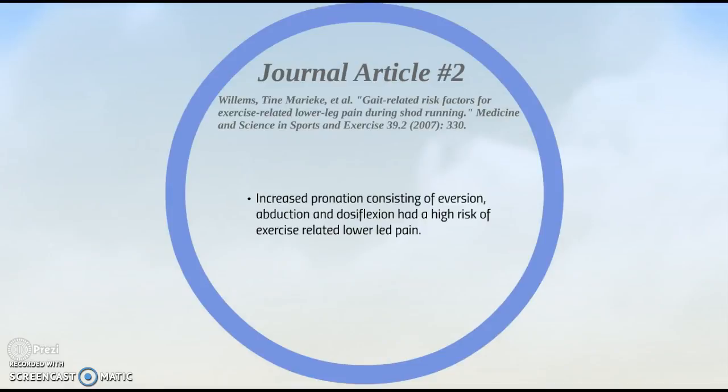So the next article that I looked at for bridging the gap of my whole body evaluation is looking at, again, gait analysis of the lower extremity. In this article, they found that increased pronation, that consists of eversion, abduction, and dorsiflexion, those participants had a high risk of exercise-related lower leg pain. They looked at a bunch of runners and found that if the participants had any abduction in their gait, significant of dorsiflexion, and eversion and pronation as well, they were more susceptible to lower leg pain, especially in those high mileage runners.